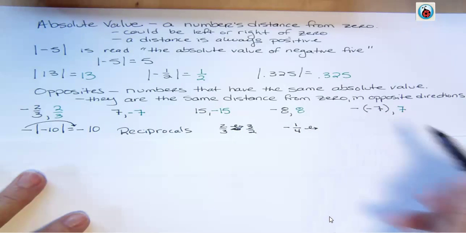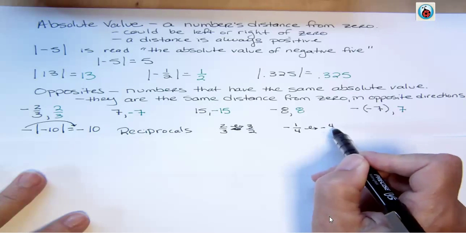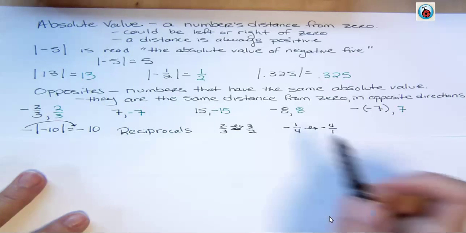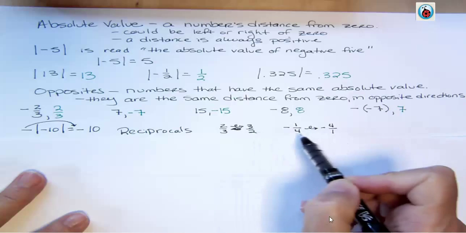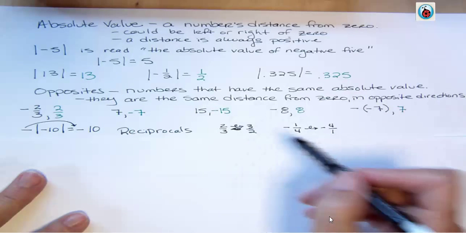When you find the reciprocal of something, you flip it, but you don't change the sign. So the reciprocal of something like negative 1/4 is negative 4/1. We flip it, we don't change the sign. Obviously, if it's positive, it stays positive. If it's negative, it stays negative. And that's always going to be the case. And that's an important thing to remember for later on.